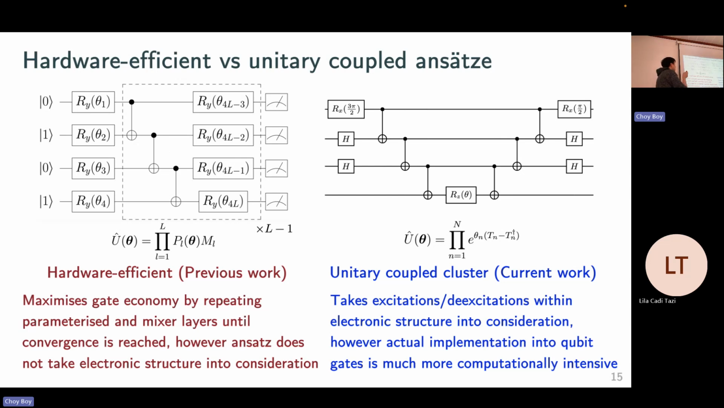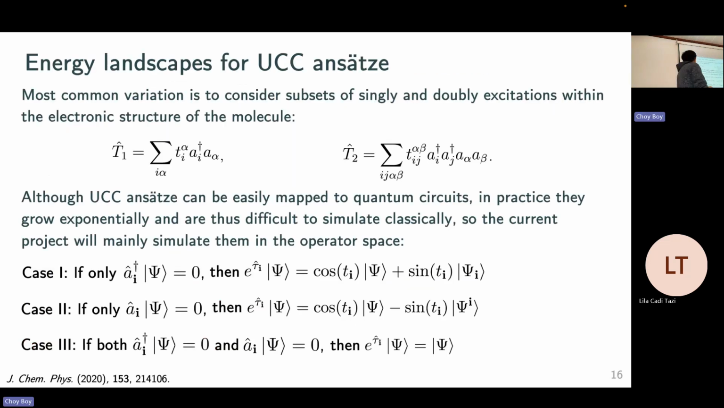Okay, so now I will talk more about unitary coupled cluster ansätze. Basically, the difference between simple hardware efficient and unitary coupled cluster is that we actually take the excitations in the electronic structure of the molecule into consideration. However, in practice, it's more computationally intensive because the circuit is considerably larger than hardware efficient. So we basically want to do UCC. For standard UCC, we take into account the single and double excitations.